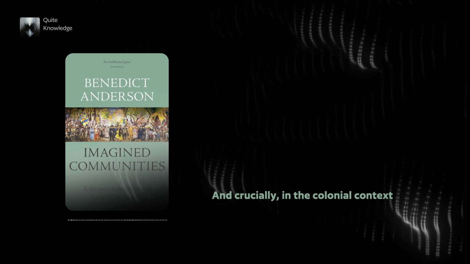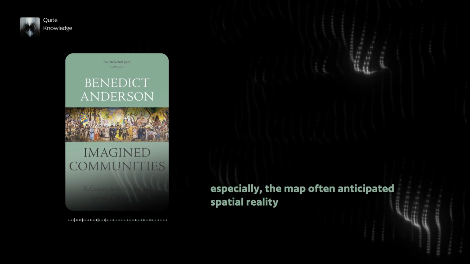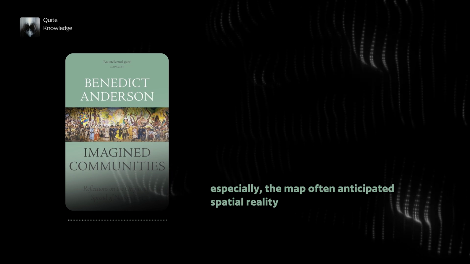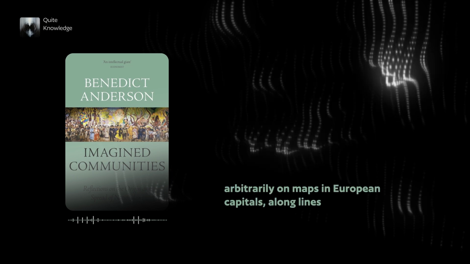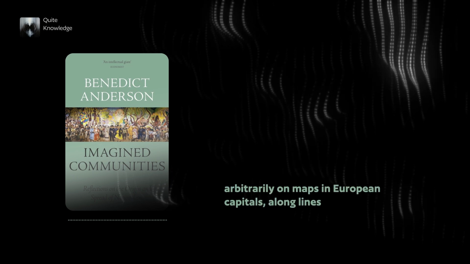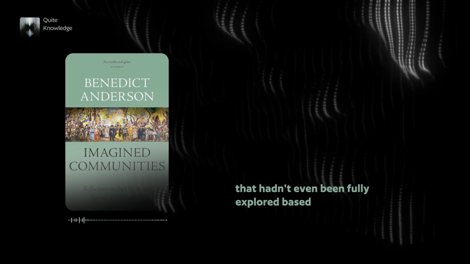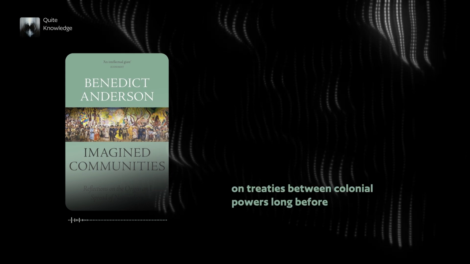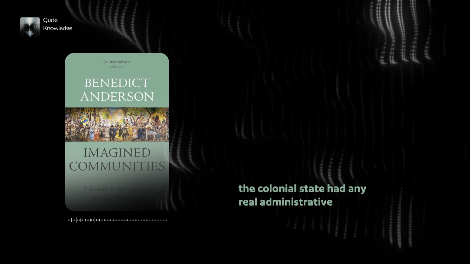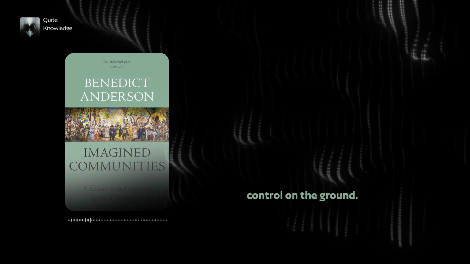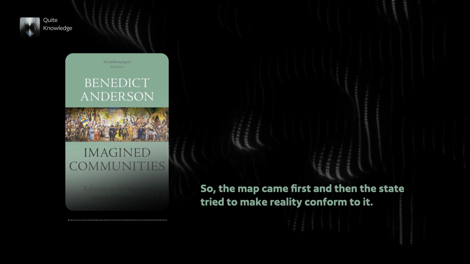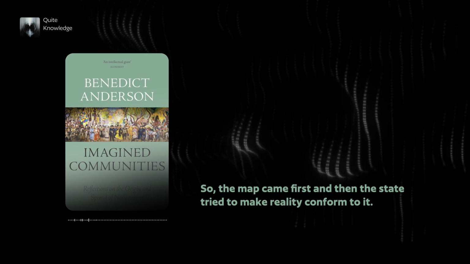And crucially, in the colonial context especially, the map often anticipated spatial reality rather than simply reflecting it. The borders were frequently drawn arbitrarily on maps in European capitals along lines of longitude or latitude, following rivers that hadn't even been fully explored, based on treaties between colonial powers long before the colonial state had any real administrative control on the ground. So the map came first, and then the state tried to make reality conform to it.